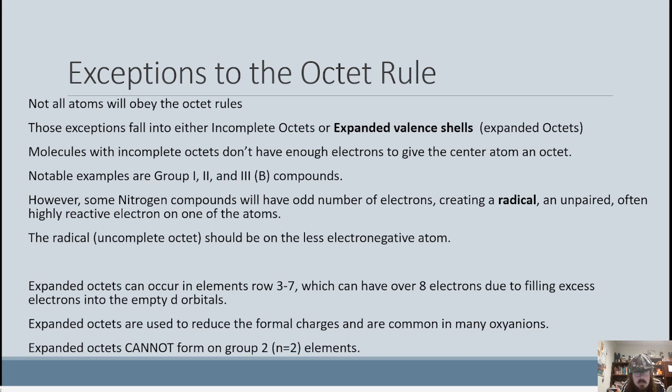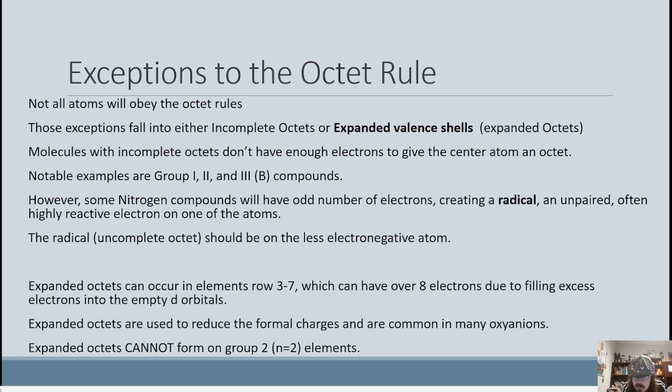So a radical is essentially an incomplete octet, and it should be 1 less, and if you can put it somewhere, it's often on the less electronegative atom, if at all possible.